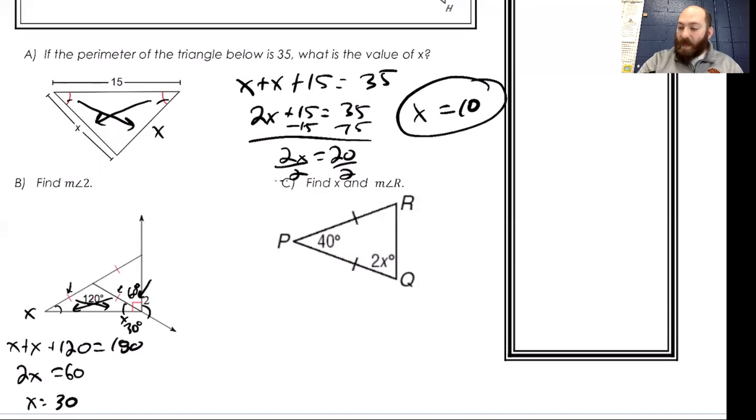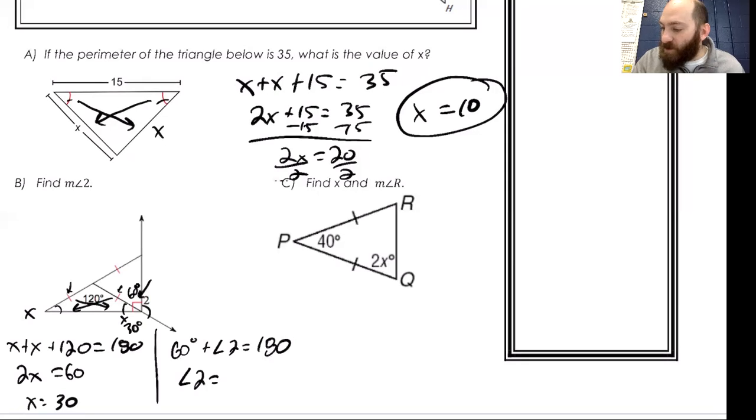Okay? And if that's a 60-degree angle, that means that this right here makes a linear pair. So that means that's going to be 60 plus angle 2 equals 180. So that angle 2 is going to equal 120 degrees. Okay, this wasn't the only way to get there. I could have done a linear pair here first, and then I have my isosceles here, and I could have done something very similar. Okay, next problem.